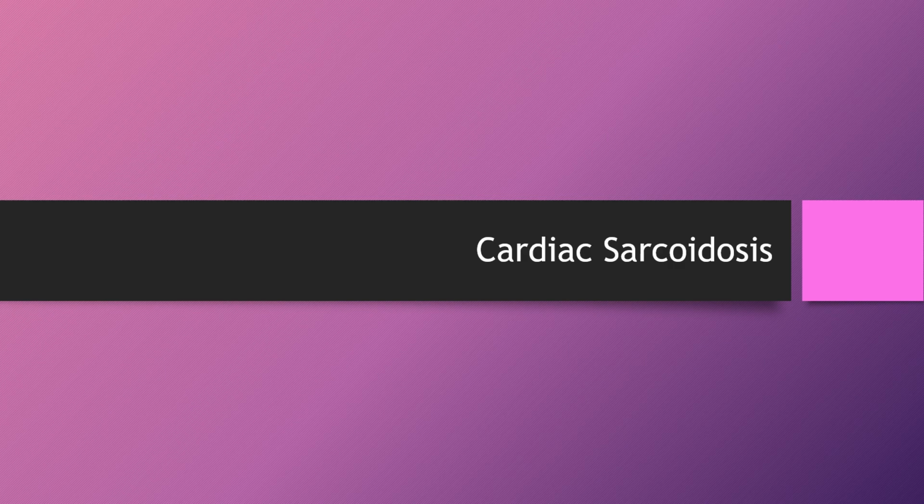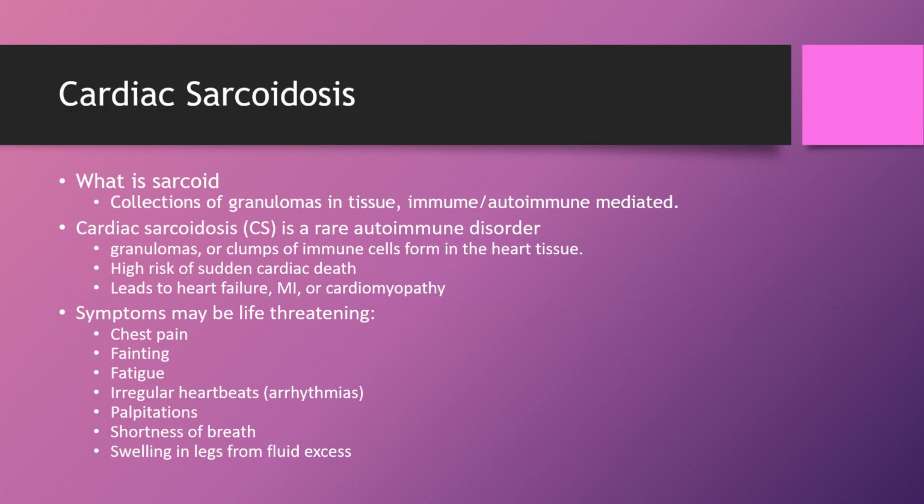Next, we'll talk about cardiac sarcoidosis. So sarcoid is collections of granulomas in the tissue. This is something that is immune or autoimmune mediated. It is believed to be an autoimmune disease for generalized sarcoidosis. Cardiac sarcoidosis is a rare autoimmune disorder where granulomas, or clumps of immune cells, will form in the heart tissue. This has a high risk for sudden death.